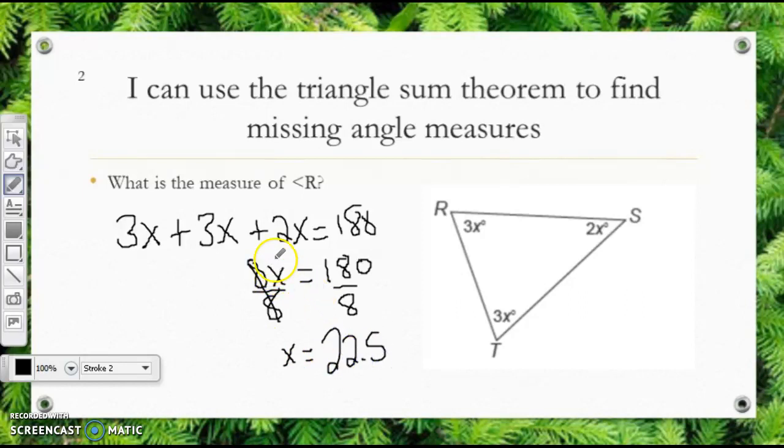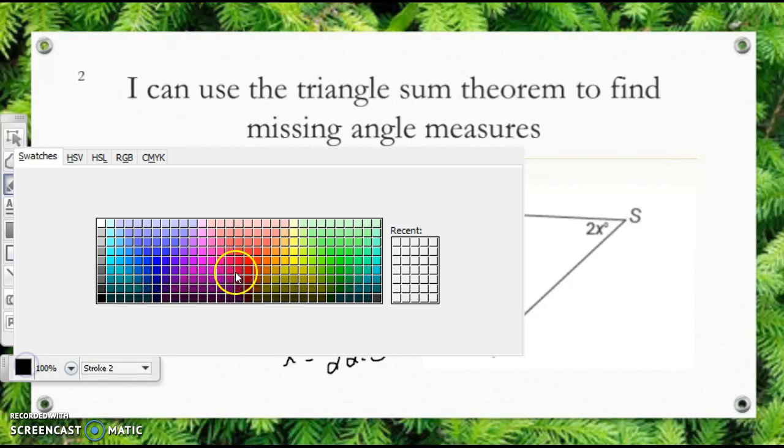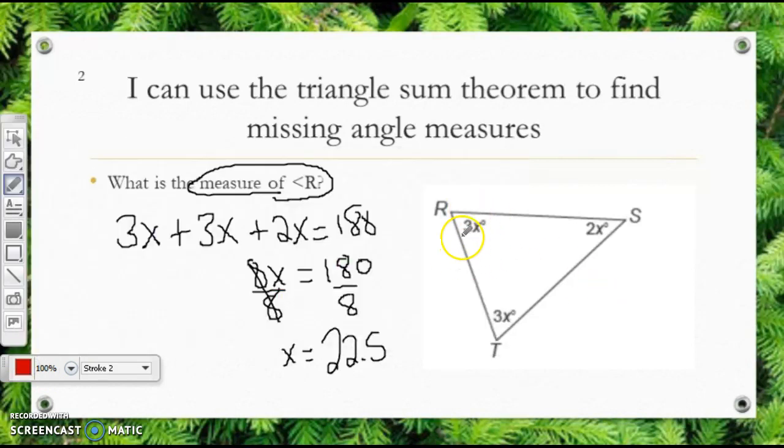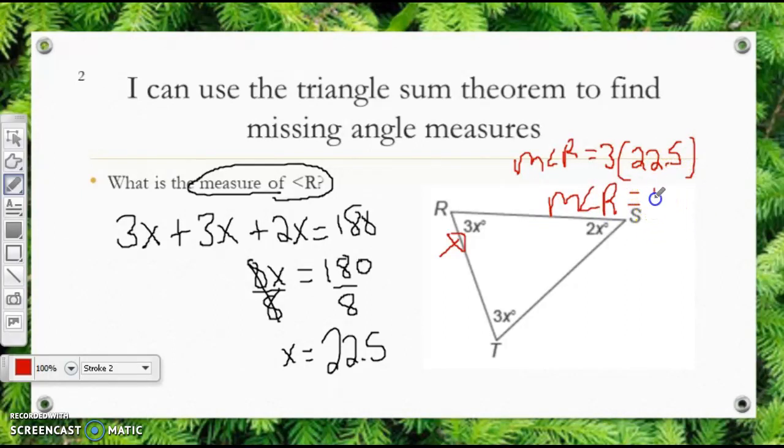But that's not what our answer is. It doesn't say what is the value of x. It says what is the measure of angle R. So from here, we would have to go back and substitute that in for angle R to figure out the measure of angle R. So I'm going to substitute in our answer, 22.5, for x, and I'm going to multiply that out. And I got the measure of angle R is 67.5 degrees.